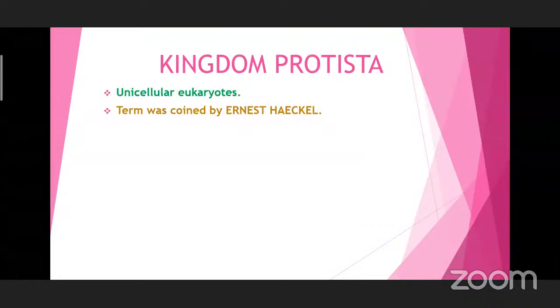In this Protista, the term Protista was coined by Ernst Haeckel. The members of Protista are primarily aquatic. Aquatic means immediately the water bodies on earth must come to your mind. 79% is water, 21% is soil. So 79% means imagine how many Protista will be present in these water bodies. The population will be very huge.